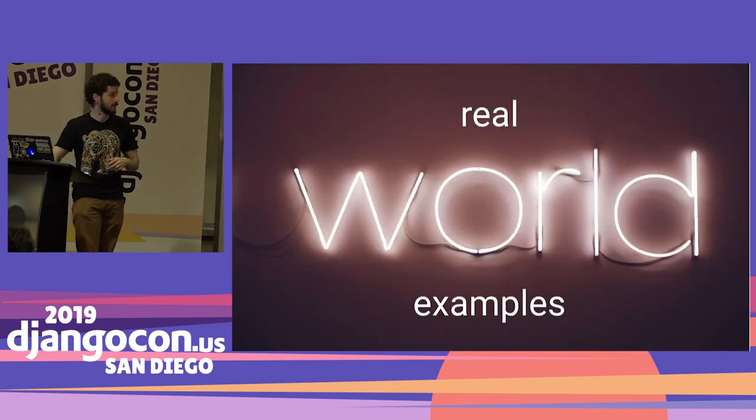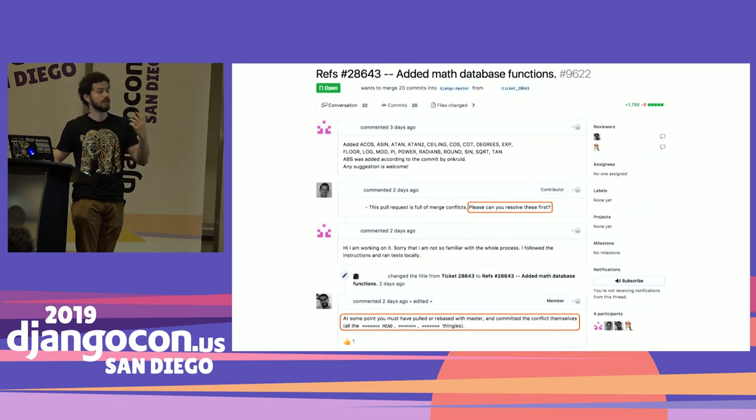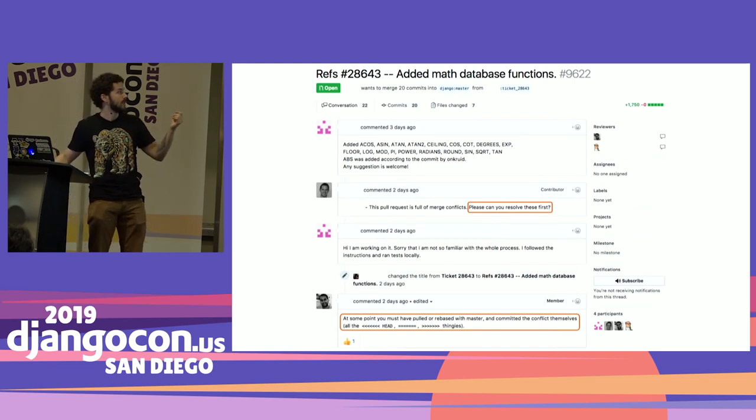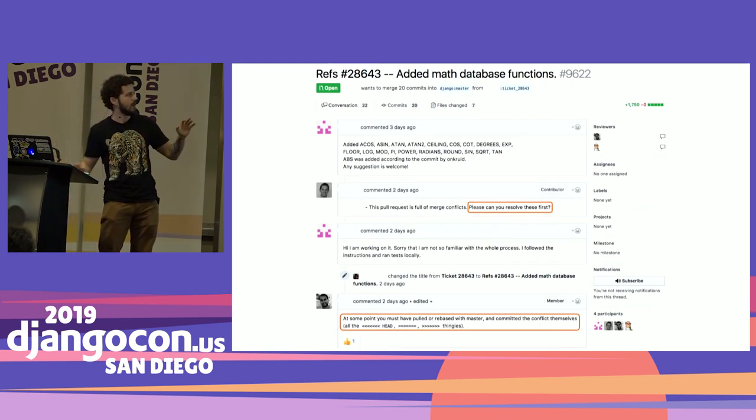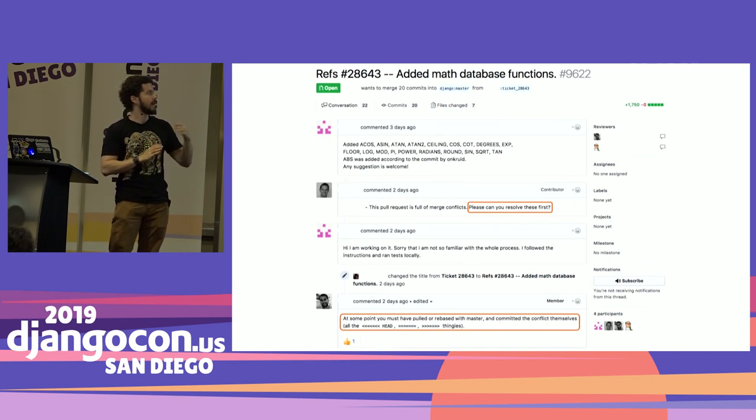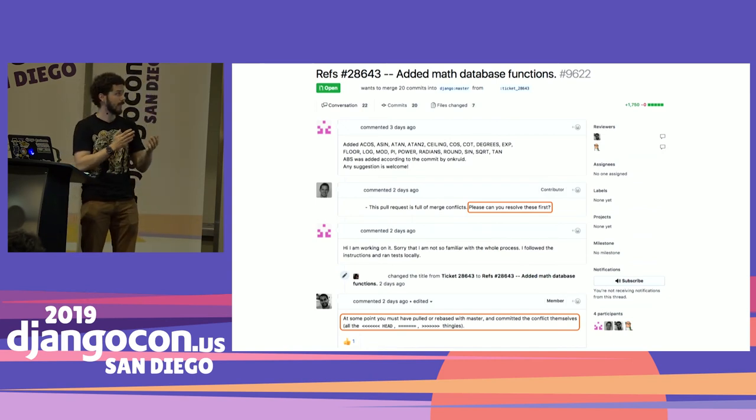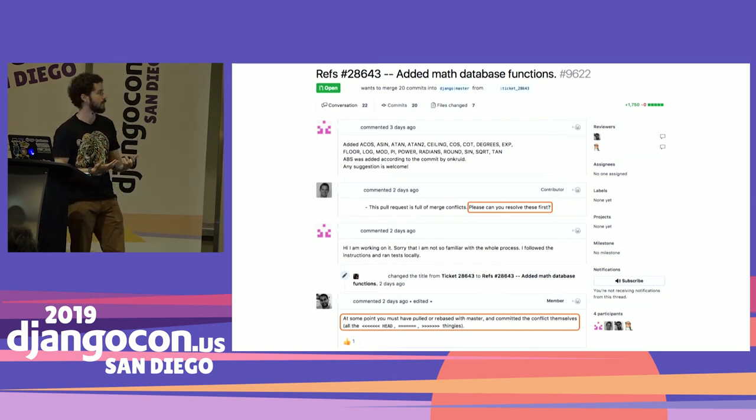And finally, some real world examples. They are mostly from the Django repository. I'm not sure if you can read it well from there, but basically someone sent a pull request to the Django repository. The person assigned to review it said, there are some conflicts, can you please resolve this first, being as polite as possible.